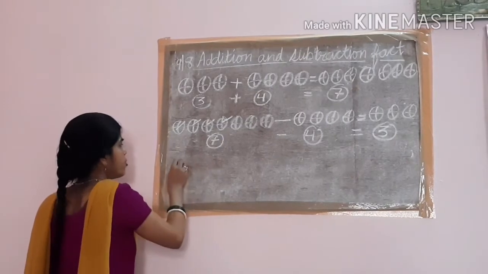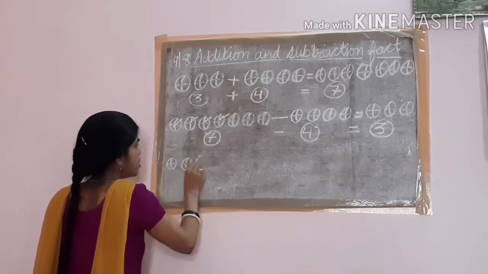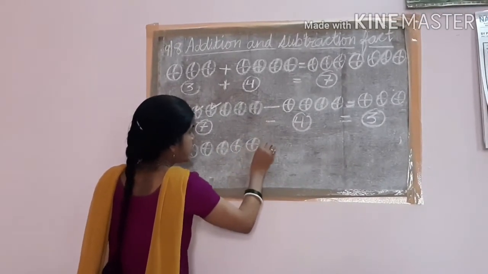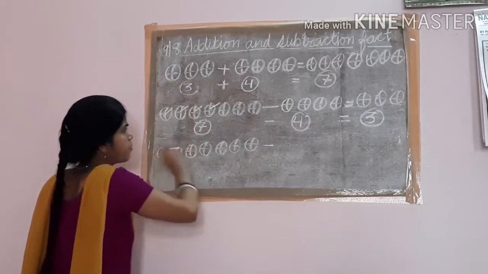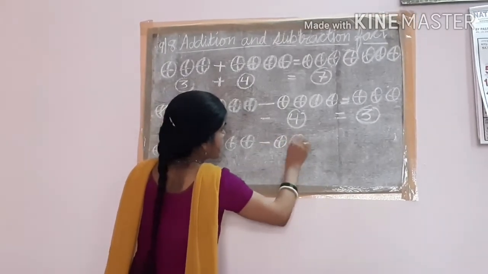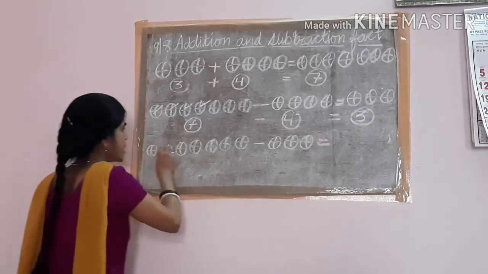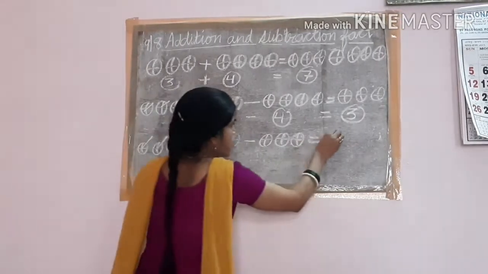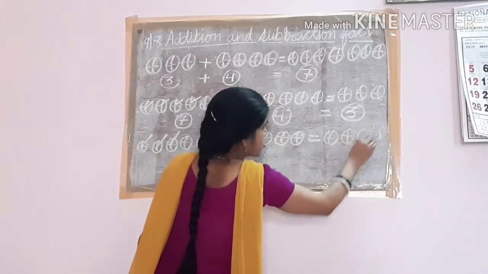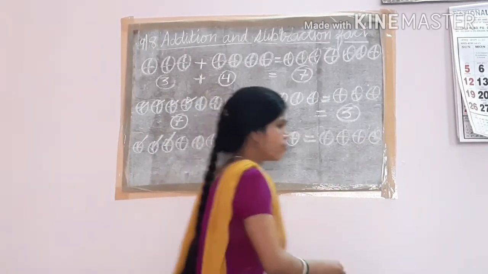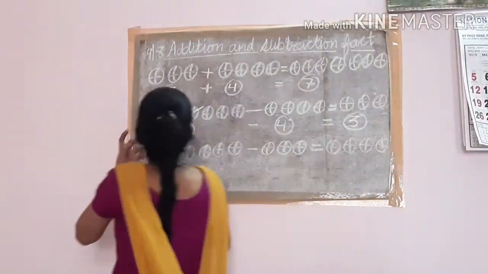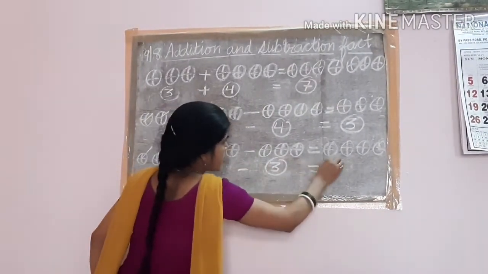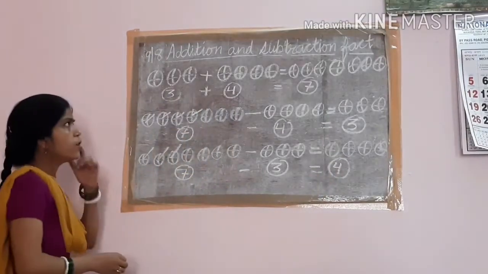Another way, let us see one more way. If from 7 balls, I will now subtract these 3 balls. Now let us see, 3 balls going to subtract. 1, 2, 3. How many are left? 1, 2, 3, 4. I will draw here 1, 2, 3 and 4. So here is 7 minus 3. We are getting 4.